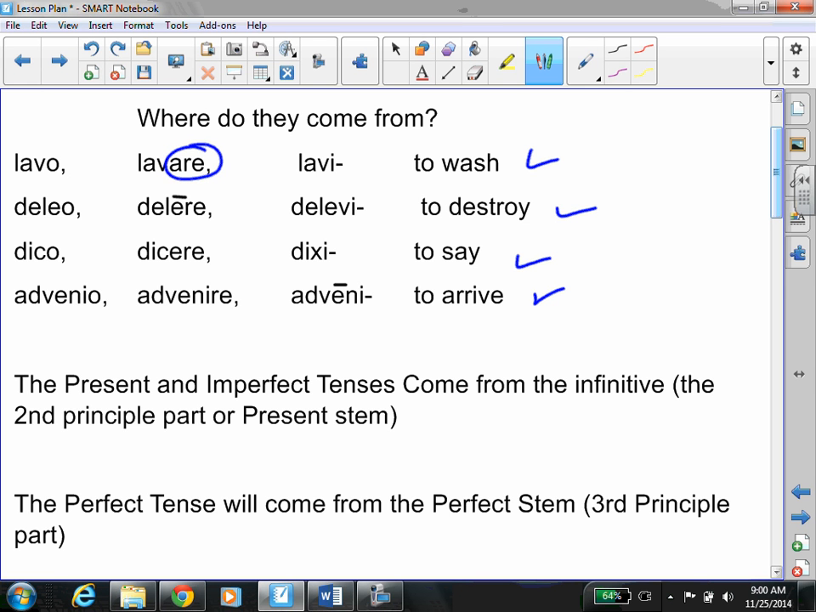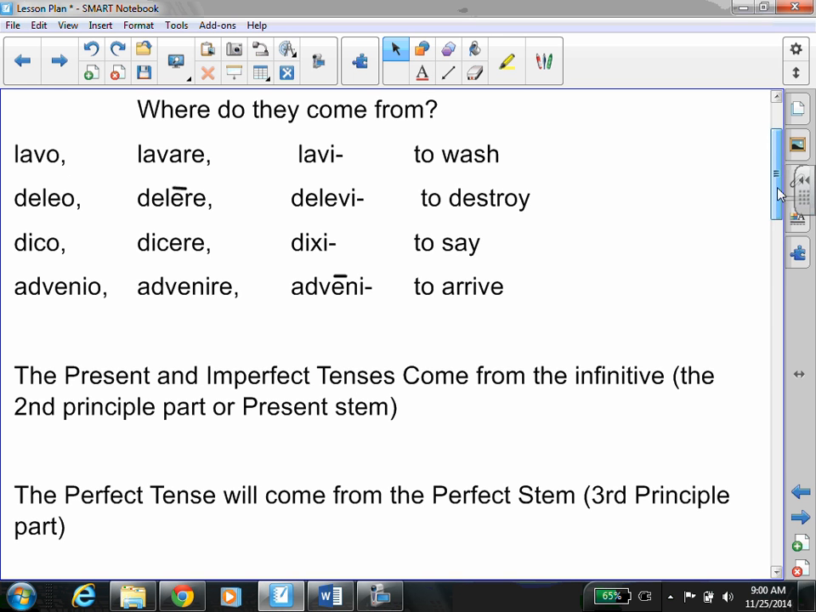I have the first conjugation, which ends in ARE. Second conjugation, which has that little long mark over the ERE. Third conjugation, which is just short ERE. And then fourth conjugation, which is IRE. The reason I have those is because all of those conjugations, the first, the second, the third, and fourth, are a little bit different as we go on.